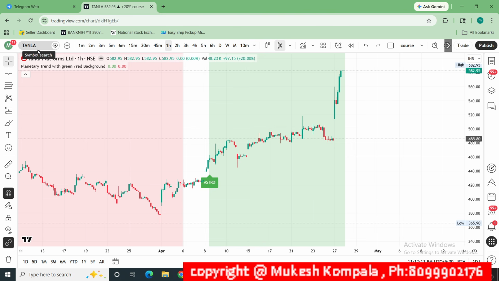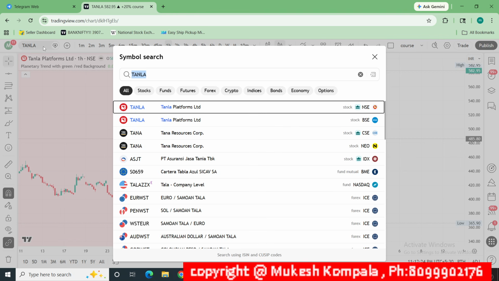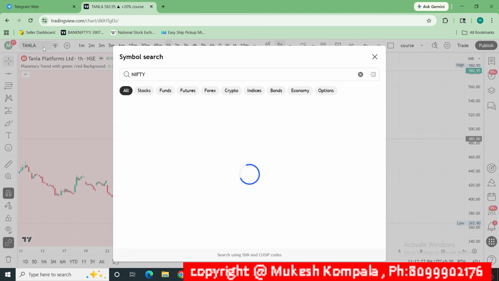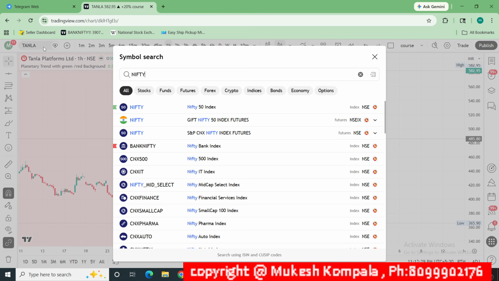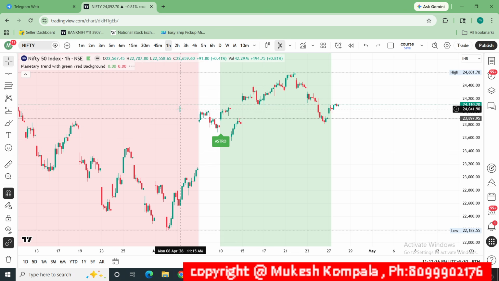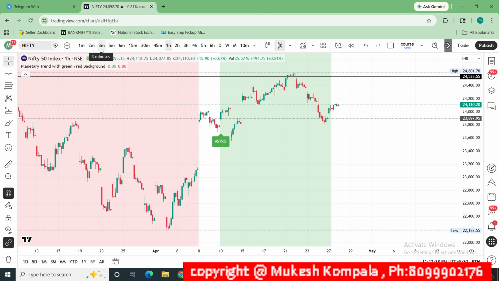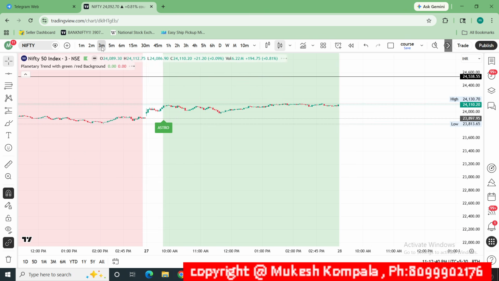Now, you are an intraday trader or a swing trader? Mostly I do intraday. Of stocks or index? Index. Nifty or Bank Nifty? Both. Okay, then go for Nifty clearly. If you have intraday, then go for 3 minutes. Set the time frame as 3 minutes. That is the best thing.